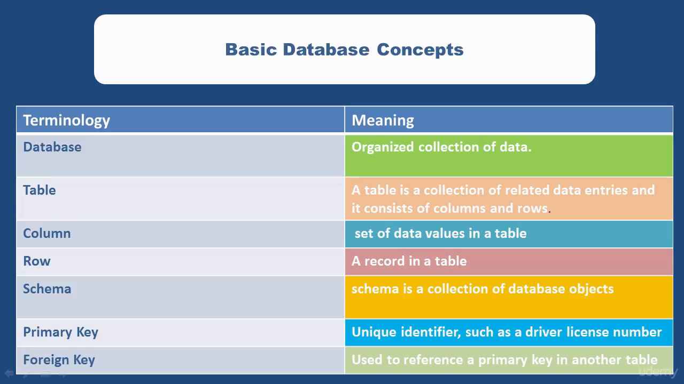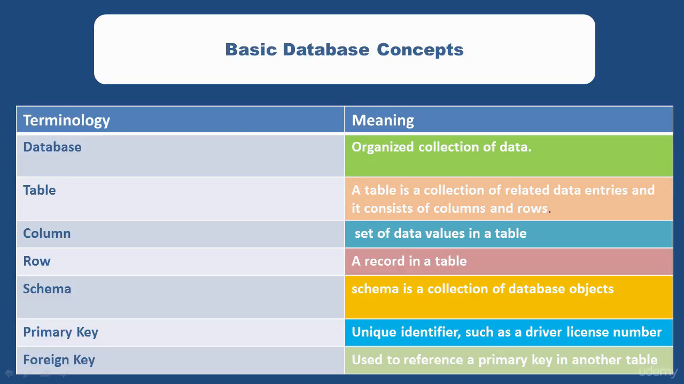Primary key. A primary key is a unique identifier, such as your driving license number or your health insurance record. It is a unique identifier that is used to identify unique records. So no two people can have the same records, and you are able to enforce that using a primary key.